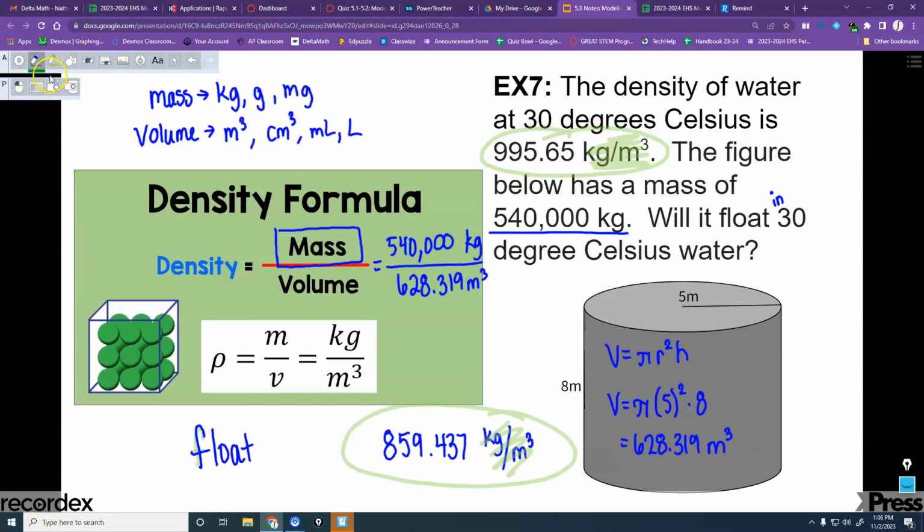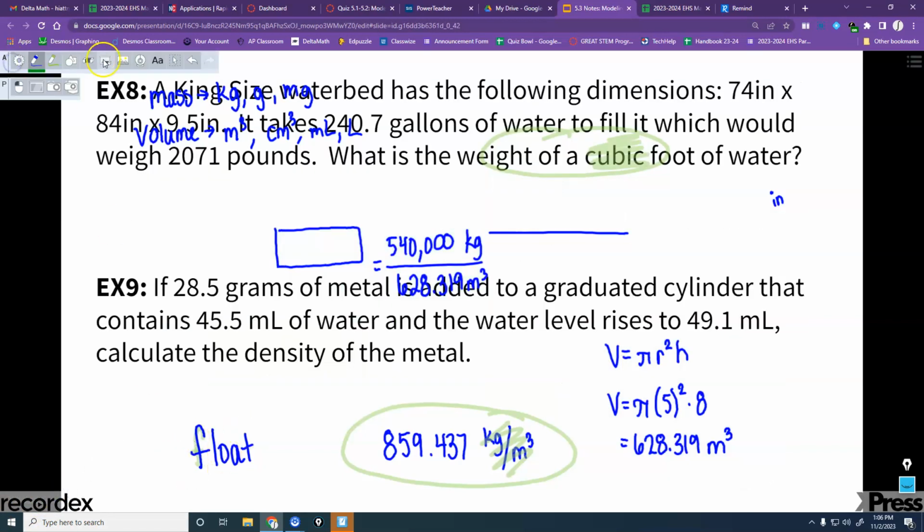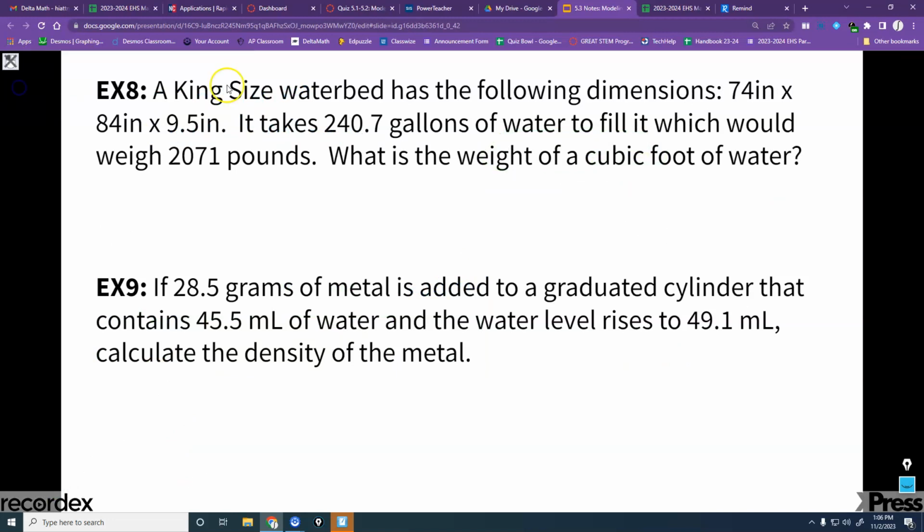All right, let's do a couple more density problems, and then we've got to go. I'm going to skip 8 and go to 9. If you have 28.5 grams of metal added to a graduated cylinder that contains 45.5 milliliters of water, and the water level rises to 49.1 milliliters, calculate the density of the metal. Sometimes you have to do this if you have something that is an odd shape. If I have a cylinder of metal, I can just measure it and figure out the volume there.